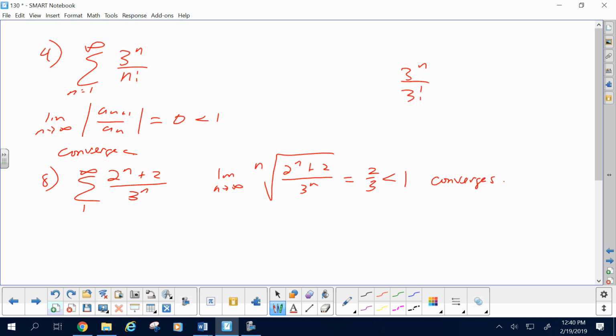This is on the other day's homework. You couldn't do it, but now you can. You could do the ratio test. Try the ratio test.